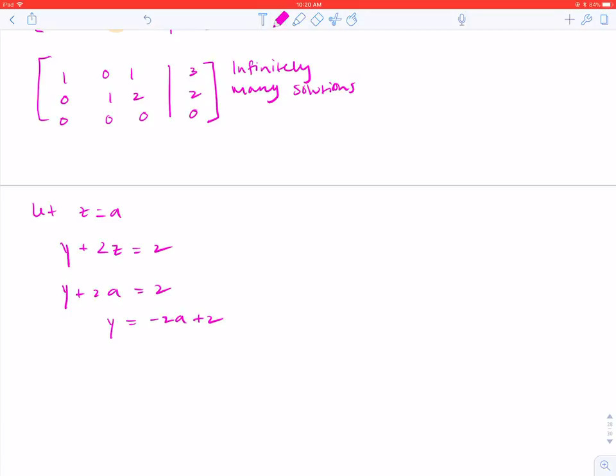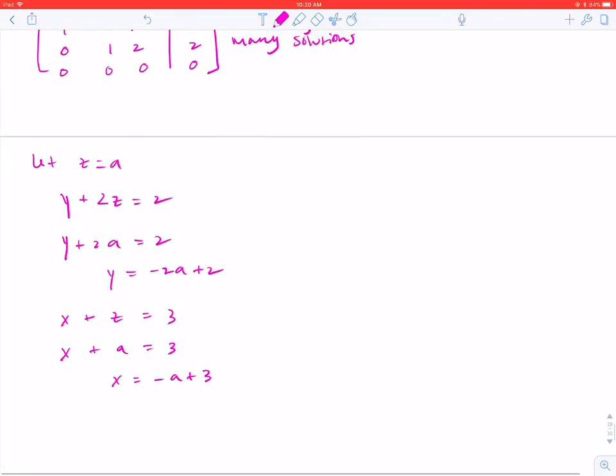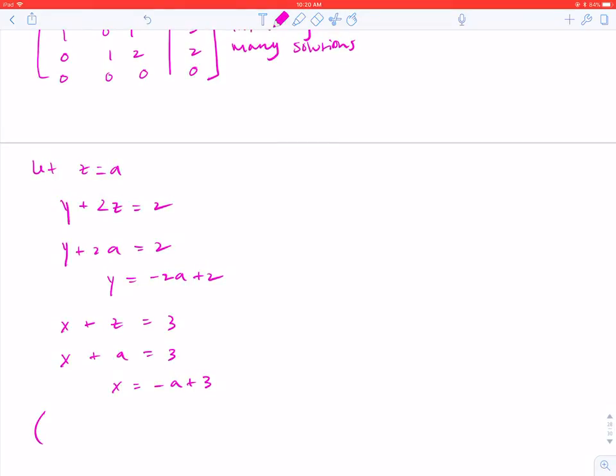And then in row 1, we have the equation x plus z equals 3. So replacing z with a again, x equals negative a plus 3. So our solution set can be represented as negative a plus 3, comma, negative 2a plus 2, comma, a. Where you can choose any real number for a, for z, and then find the x and y that go with that value for z.